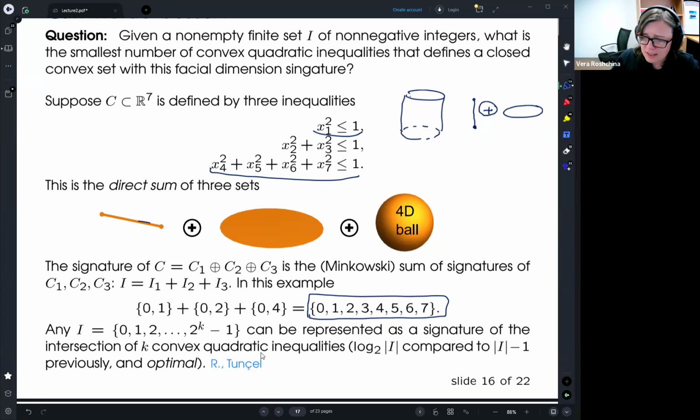So in this case, I can represent actually any dimension signature that is complete and goes from 0 to 2 to the power k minus 1, for some, let's say, positive integer k, through only k convex quadratic inequalities, and that's log 2 of the cardinality of the set compared to cardinality of the set minus 1. And so I actually arrived at an open problem.